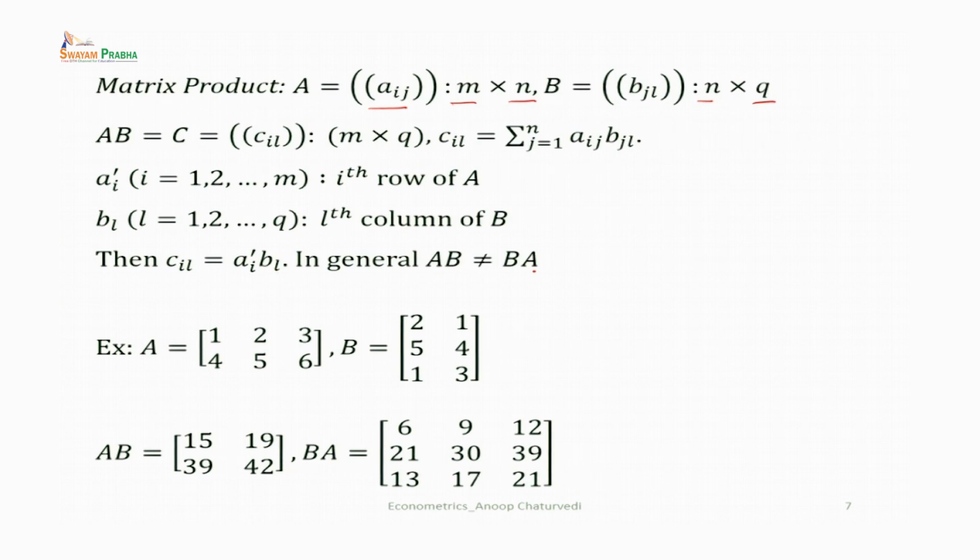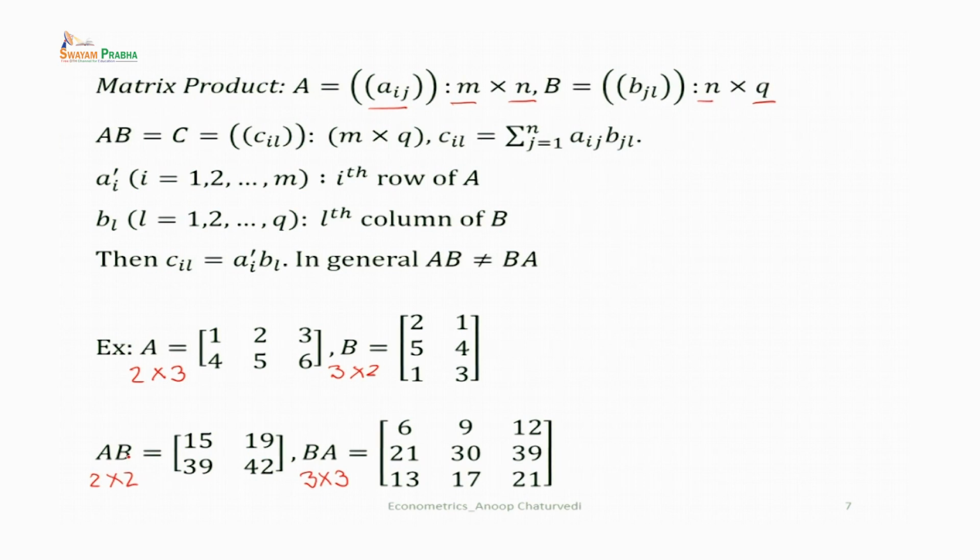Now, in general, AB is not equal to BA. So, we take this example, A is of order 2 cross 3, B is of order 3 cross 2. So, you can define AB as well as BA. AB is of order 2 cross 2 and BA is of order 3 cross 3.